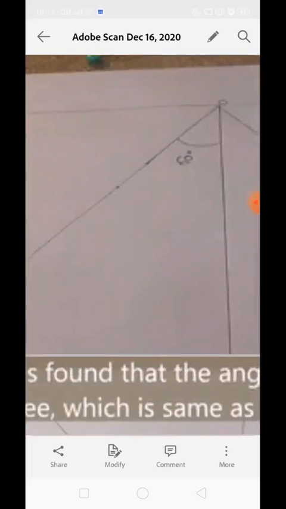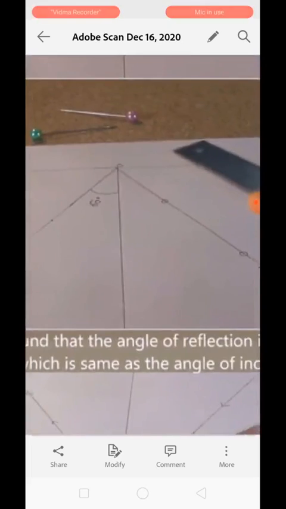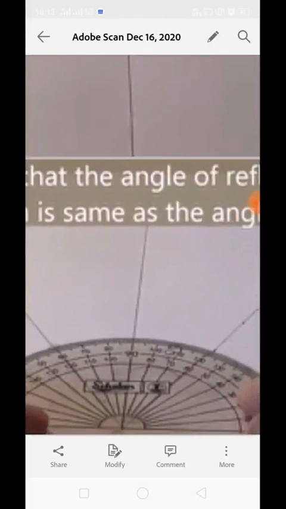Clear? So in this way we can say that the law of reflection has been proven. The incident ray, reflected ray and normal lie in the same plane, and the angle of incidence is equal to the angle of reflection, that is, both of them are what?